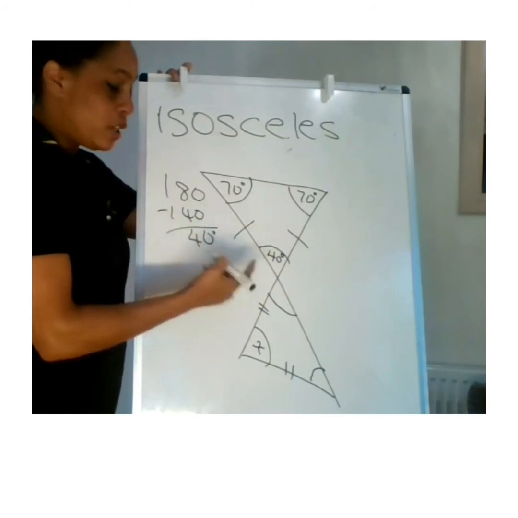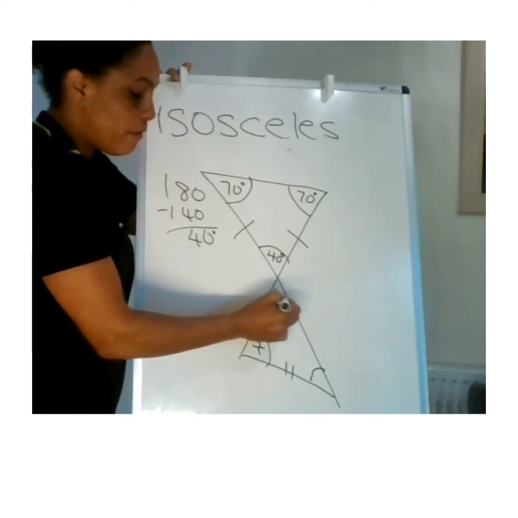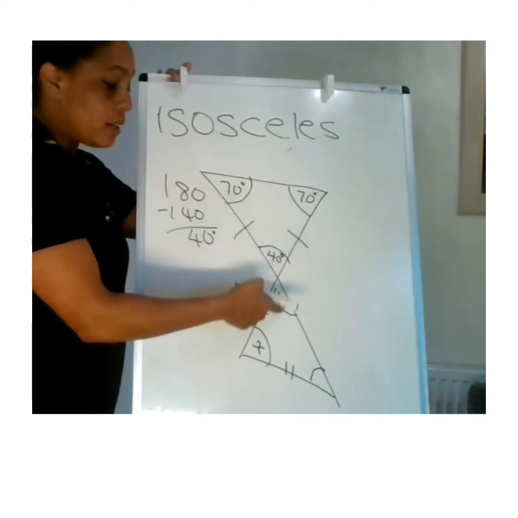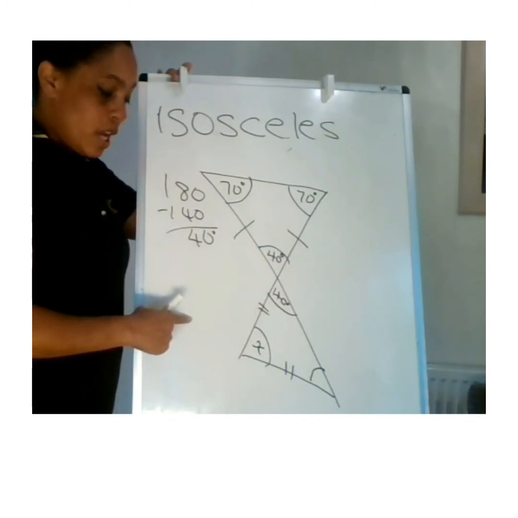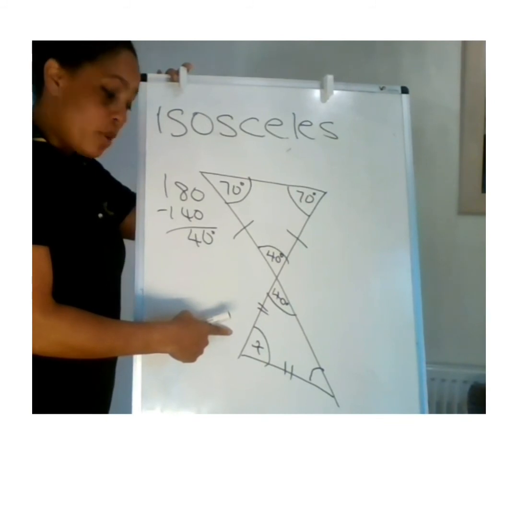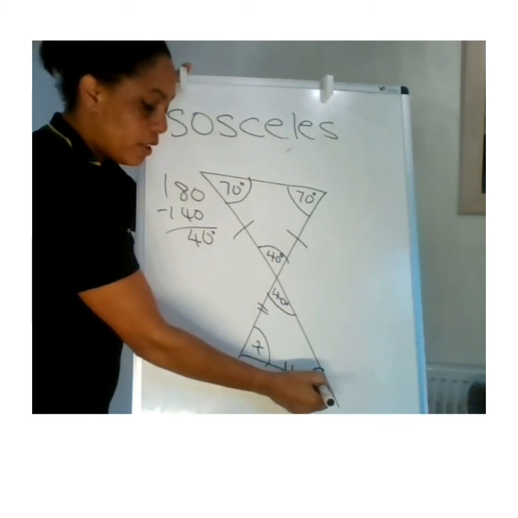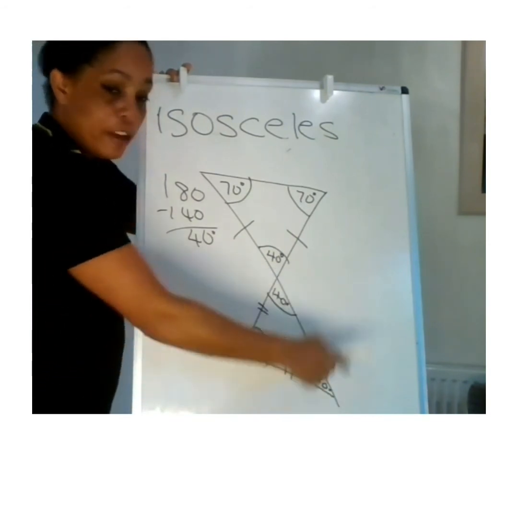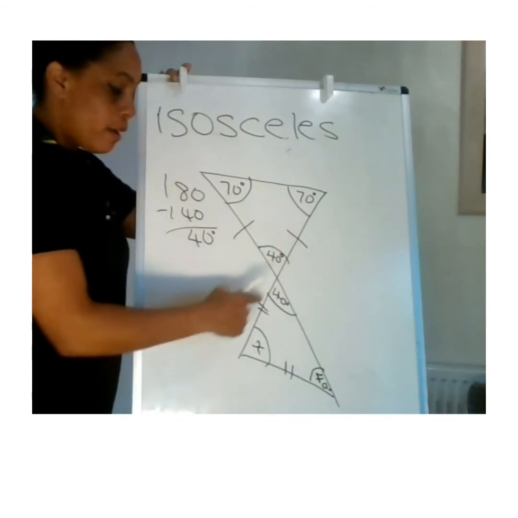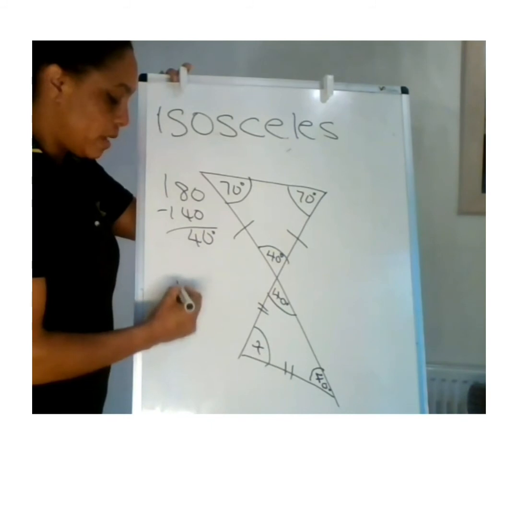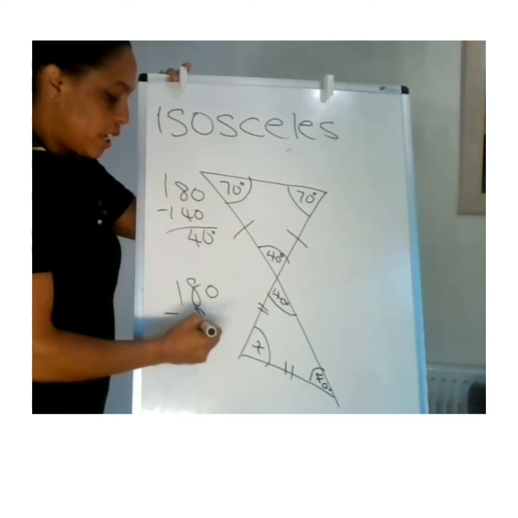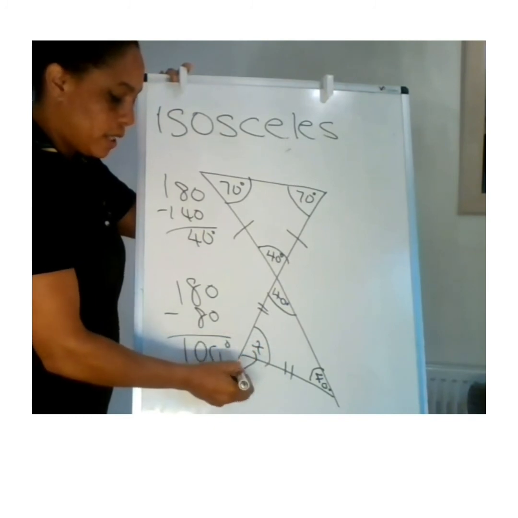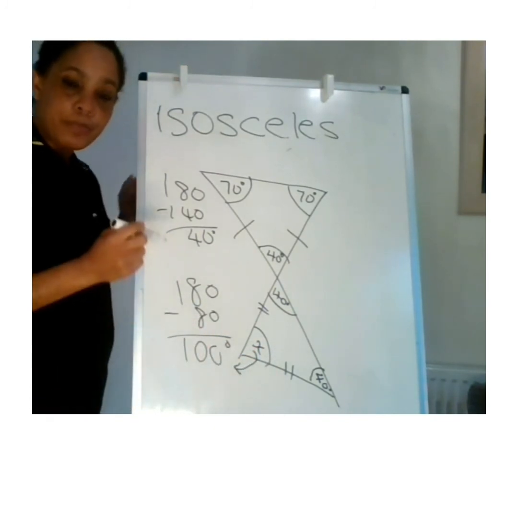If that is 40 degrees, then here is going to be 40 degrees as well, because vertically opposite angles are equal. And remember that this is an isosceles triangle. So if that is 40, that's going to be 40 as well. Now we have enough information, we can work out x. 40 plus 40 is 80. So 180 take away 80 is going to leave us with 100. So x is equal to 100.